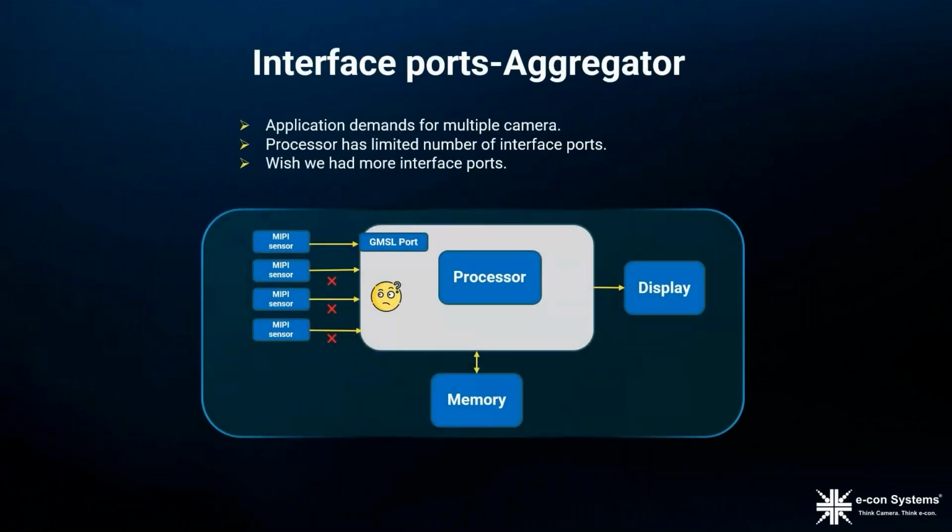Nowadays, major applications like surround view, collision detection, sports broadcasting, etc. demand multiple camera solutions, but the processor has a limited number of interface ports. This block diagram is one such example where we have 4 MIPI cameras, but the processor has only one GMSL port. How do we interface this?